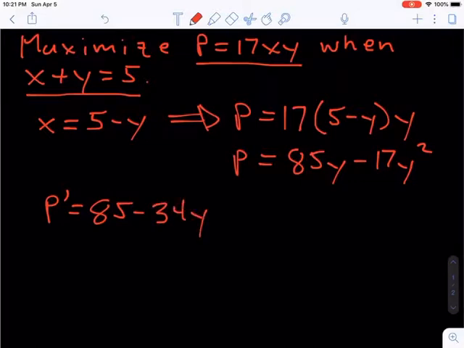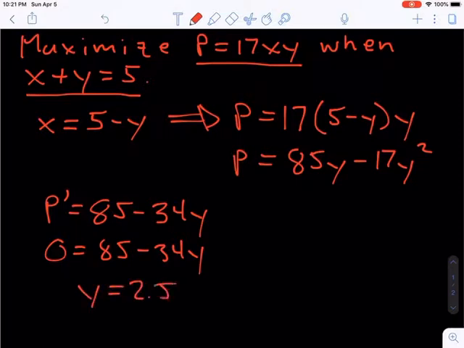Then we take the objective function's derivative, 85 minus 34y, and we set it equal to 0. So 0 equals 85 minus 34y. And then solving that for y, y is equal to 2.5. So there's one of our answers.